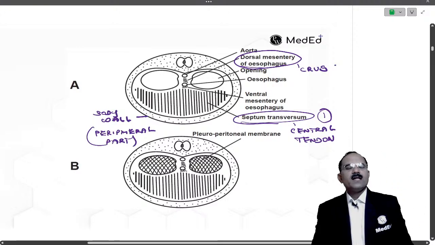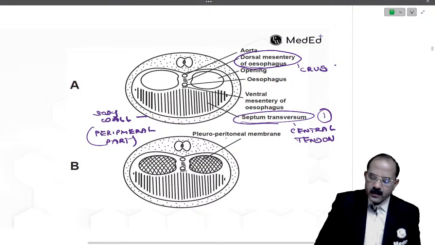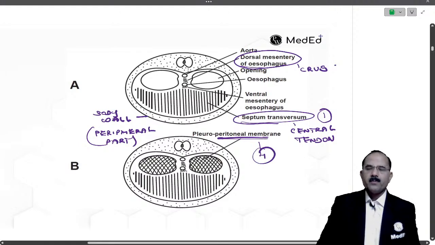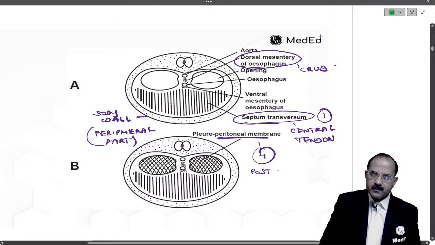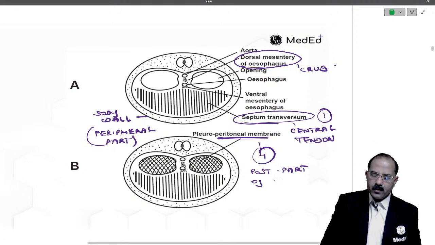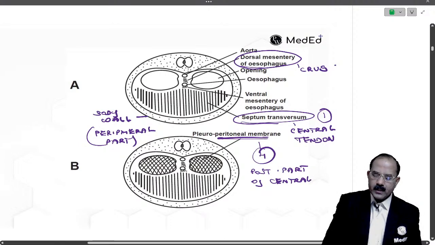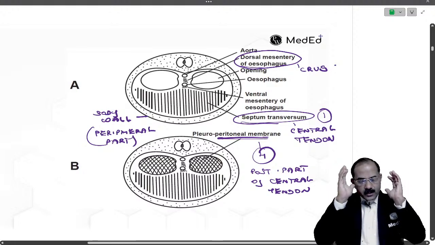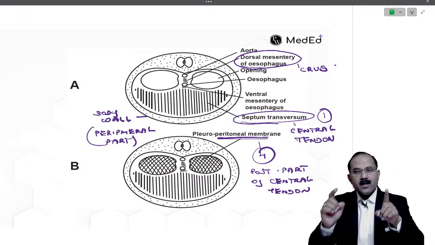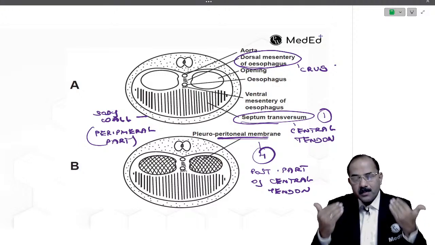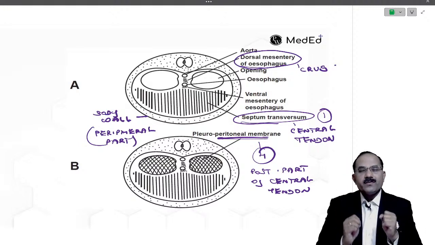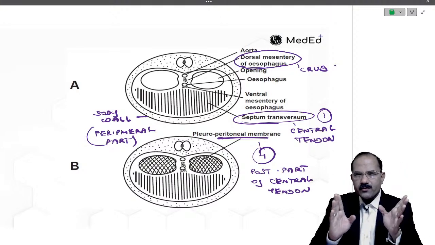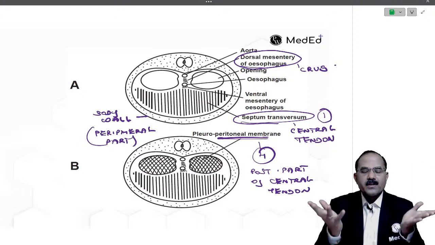Okay. And what is left now? What is left? What is this known as, pleuroperitoneal membranes? What is this going to form? This is going to form the posterior part of the central tendon. Okay, so understand the main contributions to the development of diaphragm. Number one, septum transversum. It forms the central tendon of the diaphragm. The posterior part of the central tendon is derived from the pleuroperitoneal membranes, right? The dorsal mesentery of the esophagus forms the crura of the diaphragm. You know, right and left crus. And the body wall forms the peripheral parts of the diaphragm.